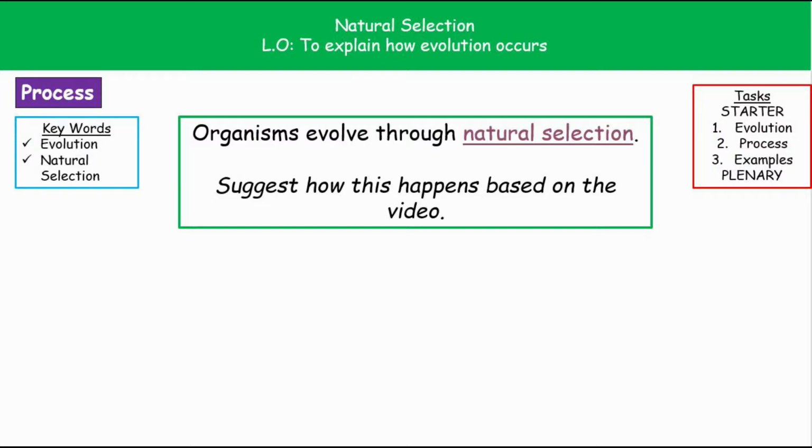Now, what we actually find is that for organisms to evolve, they go through a process that we now know as natural selection. So what I'd like you to do is write down that first sentence, and then we're going to watch a little video about natural selection. So what you're going to do is watch the video and then make some notes about how this actually takes place. So I'll give you about a minute to write down that first sentence, then we'll watch the video for you to make notes on how natural selection takes place.